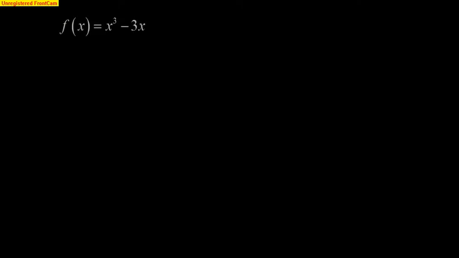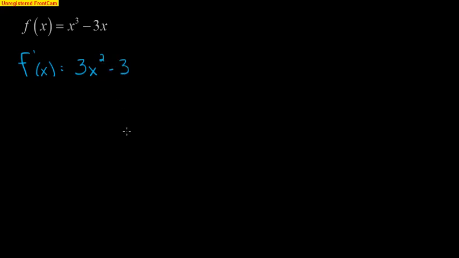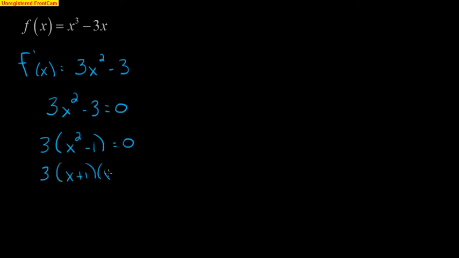I believe it's right up here. We've got x cubed minus 3x. Let's do the exact same thing. I'm going to find the derivative. The derivative, f prime, is equal to 3x squared minus 3. Then I'm told I have to find the critical values. So I take 3x squared minus 3 and set it equal to 0. I'm going to factor out a 3, get x squared minus 1. I know that factors to x plus 1 and x minus 1.